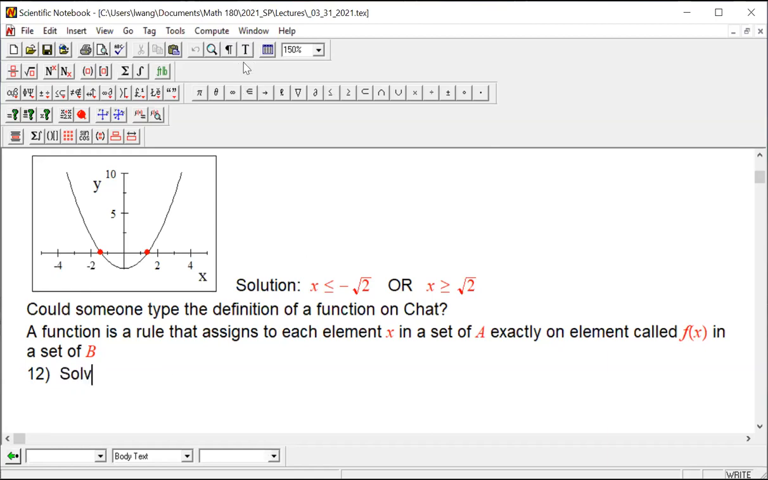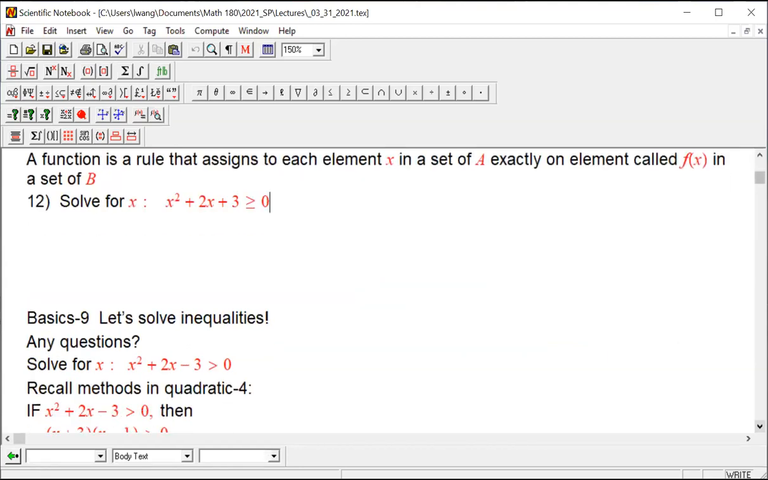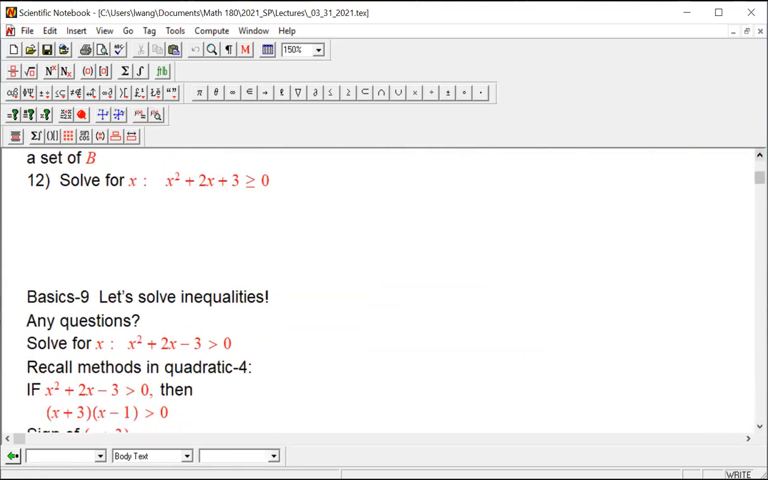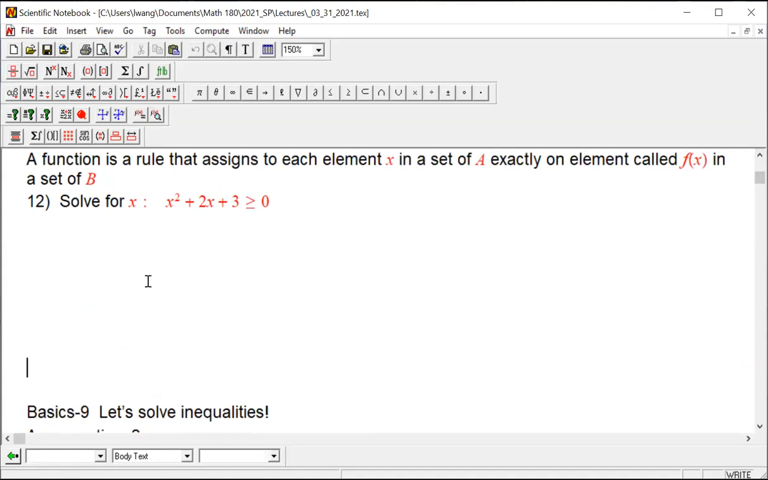Solve for x. x squared plus 2x plus 3, and we wish it to be greater than or equal to 0. I'm going to give you a couple minutes to solve it. Are you ready? Go for it.